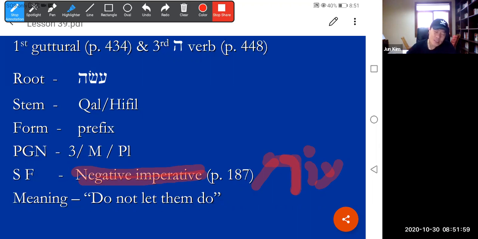Okay, so what is the translation? We are going to put it like this: do not let them do, because this is a commandment, right? If we say they will not do, then it doesn't carry the strong sense of commandment. So you need to say do not, let somebody do the action. Okay, let's move on.